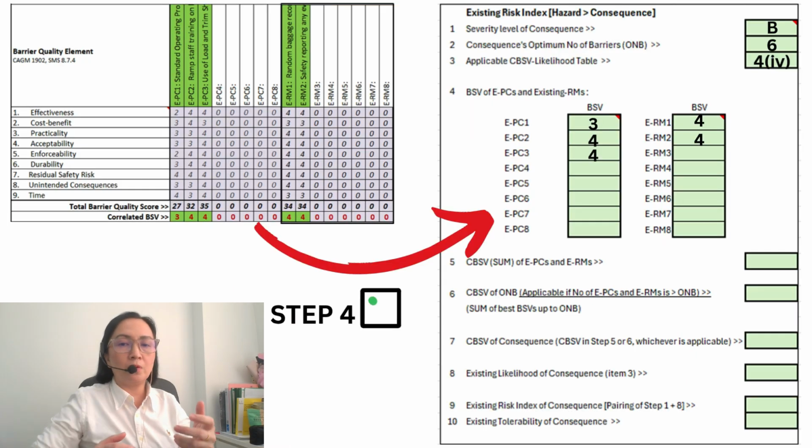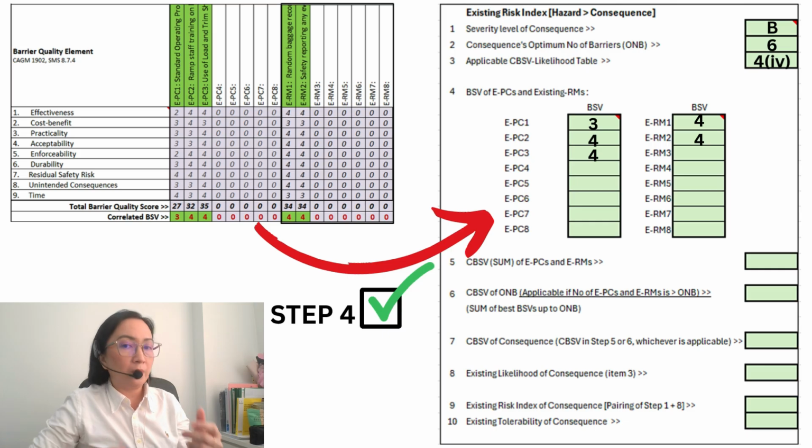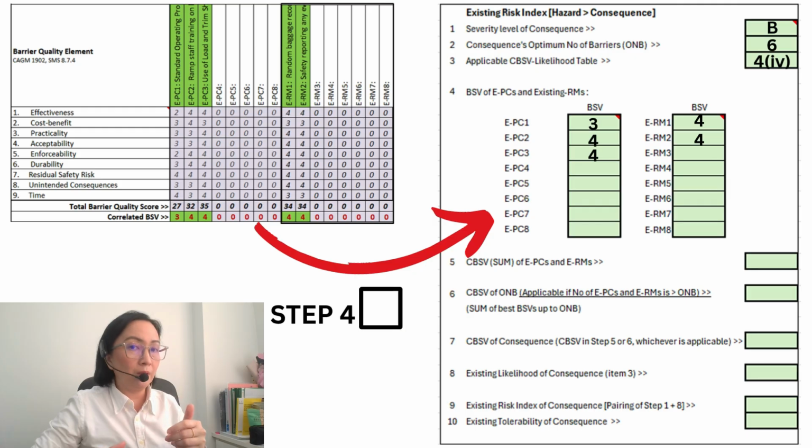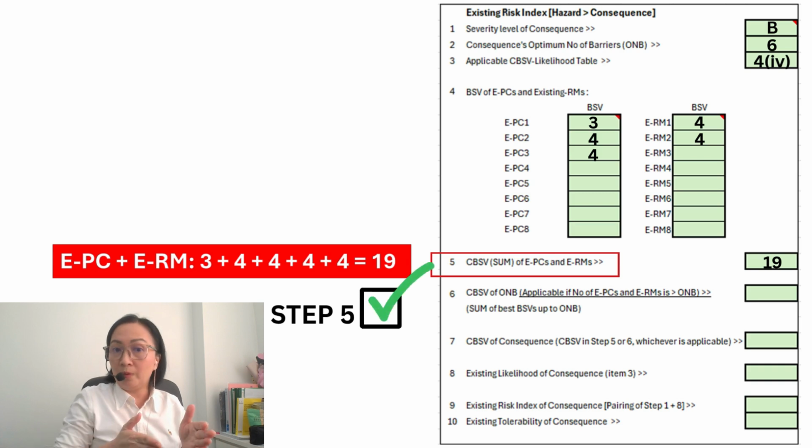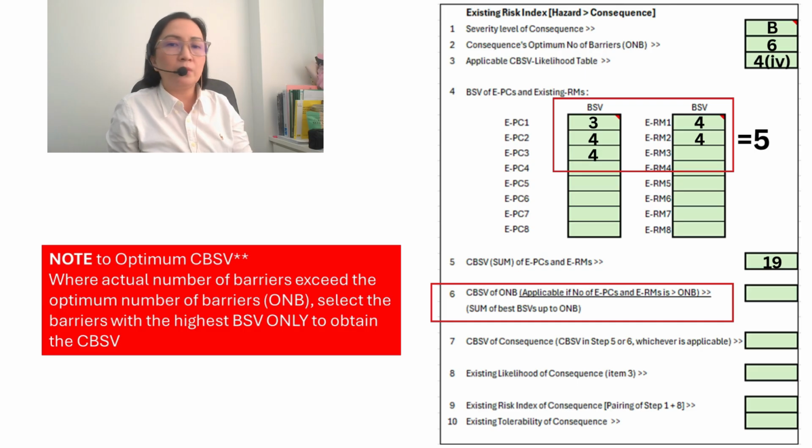So, for step 4, barrier strength values BSV, existing preventive controls each score BSV 3 and 4, and meanwhile the existing recovery measures each score BSV 4 and 4. Now move to step 5, CBSV summary of EPCs and ERMs. Total up all existing controls and existing recovery measures from step 4: 3 plus 4 plus 4 plus 4 plus 4 equals 19.